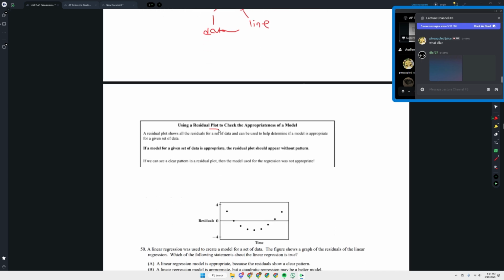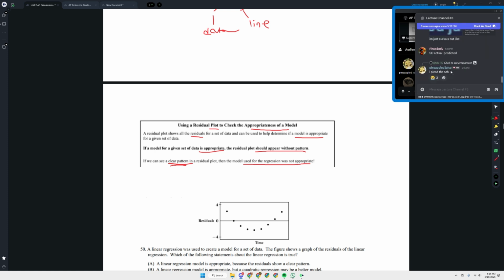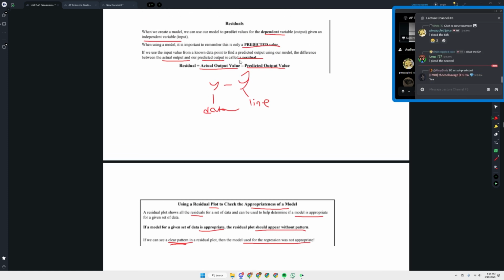And then you can use a residual plot to check the appropriateness of a model. A residual plot shows all the residuals for a data set and can be used to determine if a model is appropriate for a given data set. If a model for a given data set is appropriate, the residual plot should appear with no pattern. If you see a clear pattern, then the model for the regression was not appropriate. So actual minus predicted, yep.